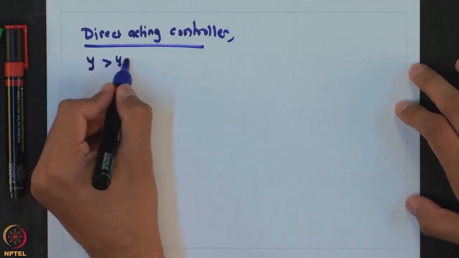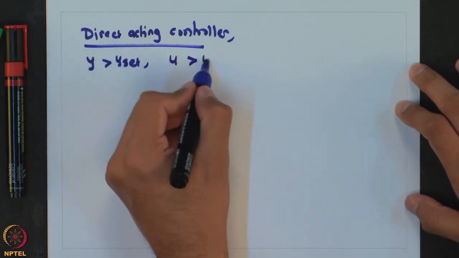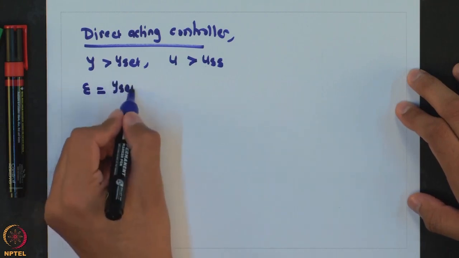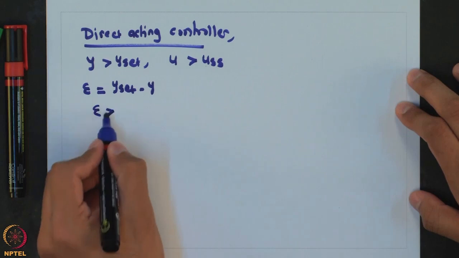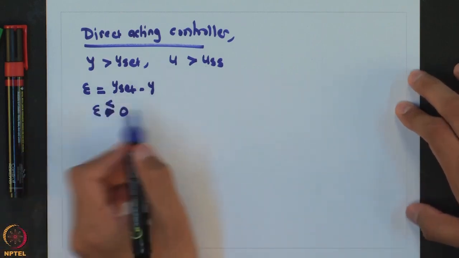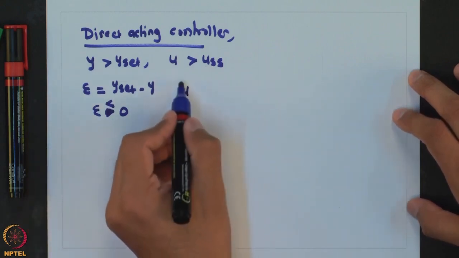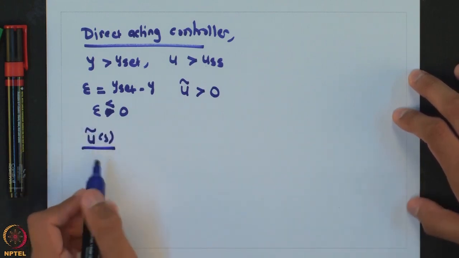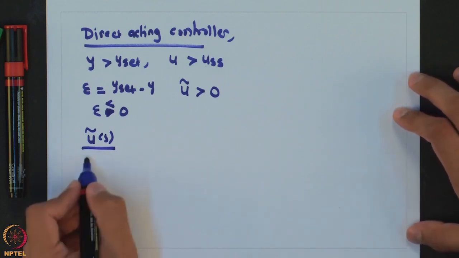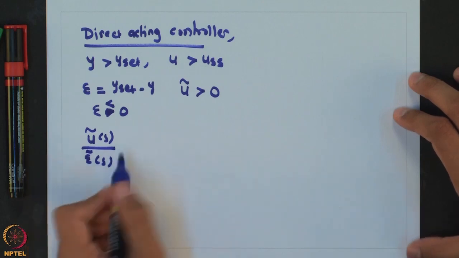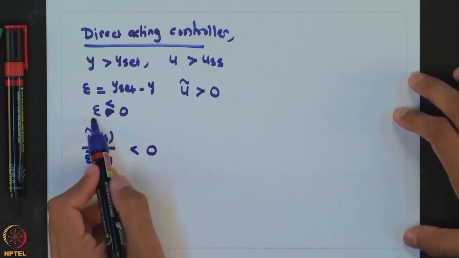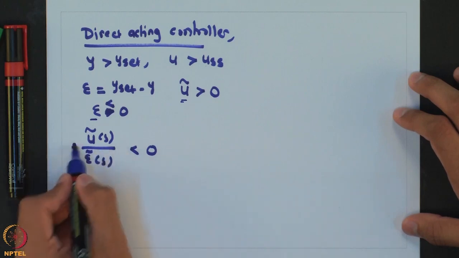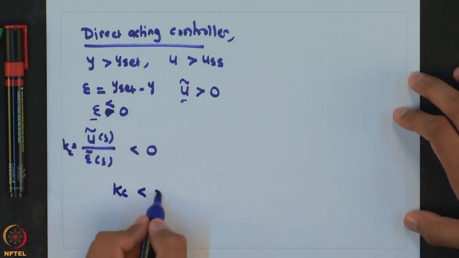if y is greater than y set, then for a direct acting controller u is greater than u steady state. Now, error we have defined as y set minus y. So, in this case error is less than 0 and u is greater than u steady state, that means the deviation u tilde is greater than 0. So, in terms of the Laplace transform, what we see is this has to be negative, because a decrease in epsilon is going to cause an increase in U. So this was equal to Kc. So for a direct acting controller, Kc has to be negative.